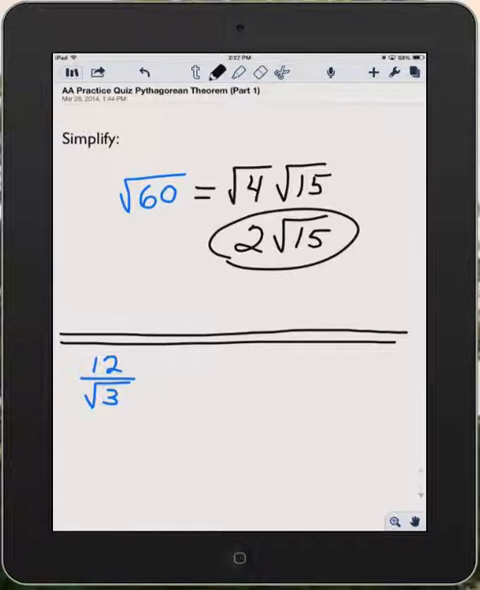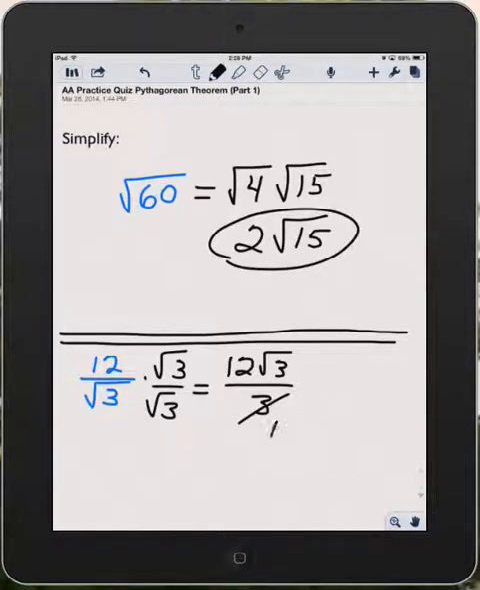Next problem, when we have a square root in the denominator, such as 12 over the square root of 3, we multiply by the square root of 3 over the square root of 3, which gives us 12 times the square root of 3 over 3. Just by definition, the square root of 3 times square root of 3 has to equal 3. And then we have 3 goes into 3 once, 3 goes into 12 4 times, so we get 4 times the square root of 3 for that answer.